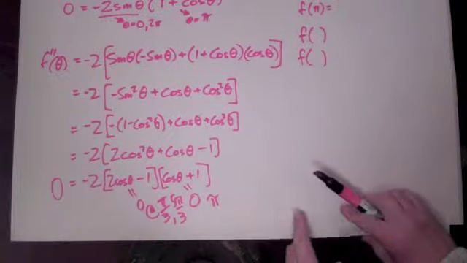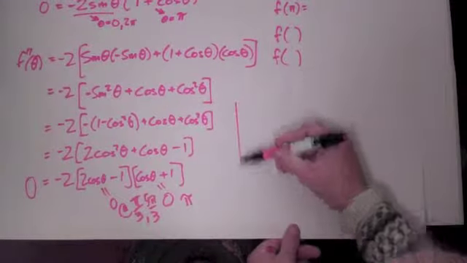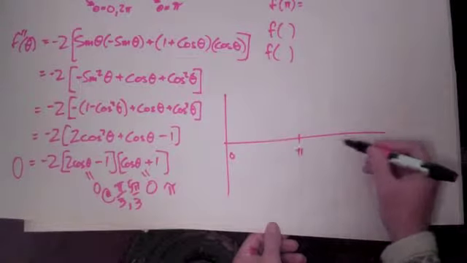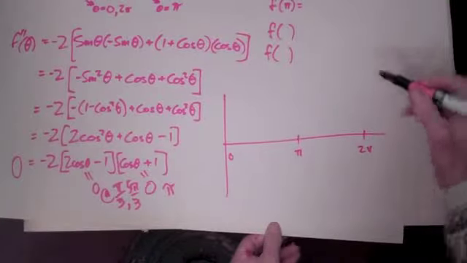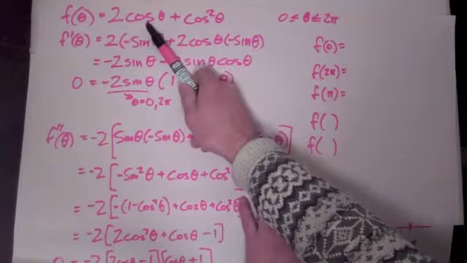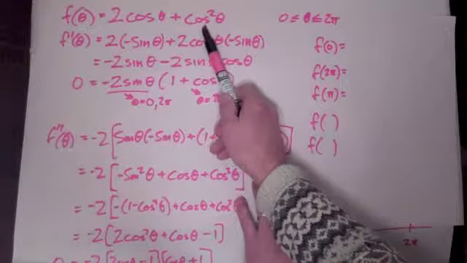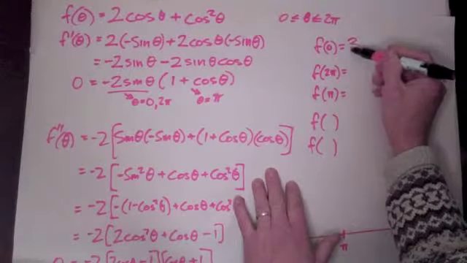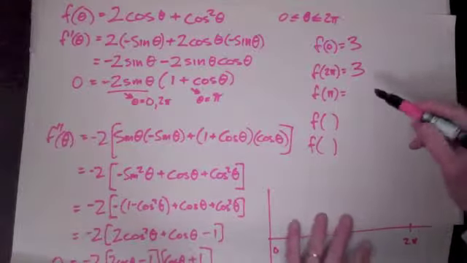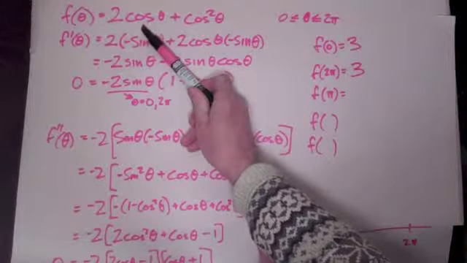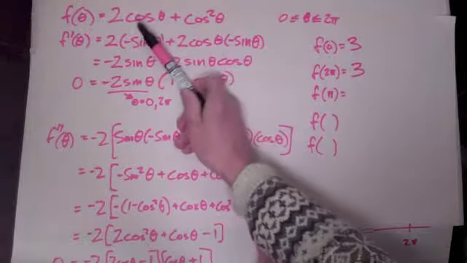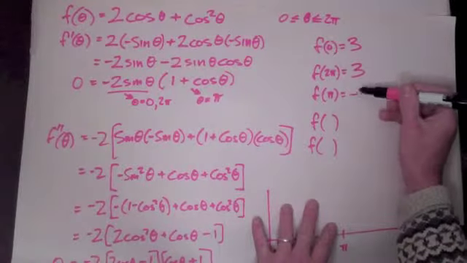So I can go to graph it now, and to graph that, I'll draw my axes here, and I'm going from 0 to pi to 2 pi. And when I plug in 0, just to go back to our original, I get 1, 2 times 1 is 2, and I get 1, 2 plus 1 is 3. When I plug in 2 pi I get 3 for the same reason. When I plug in pi I get negative 1 times 2 is negative 2, and then I get negative 1 squared, which is positive 1. So negative 2 plus positive 1 gives me negative 1.